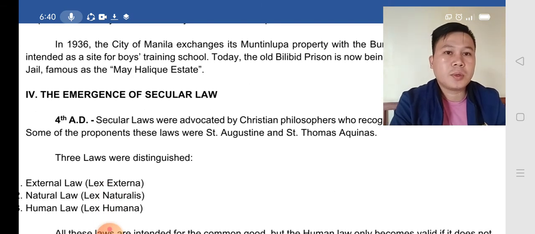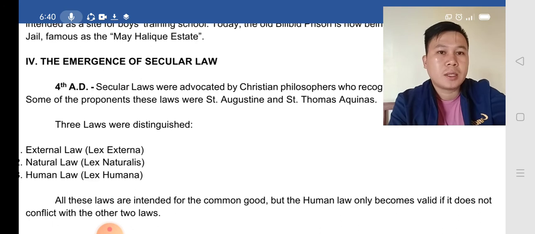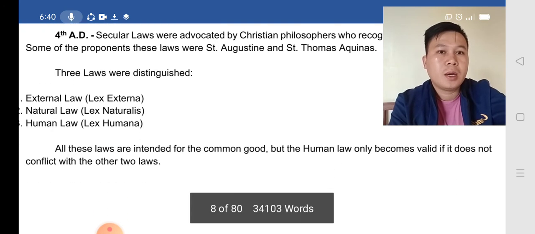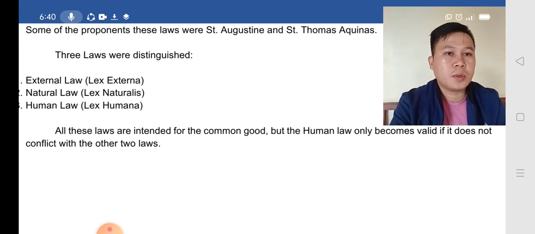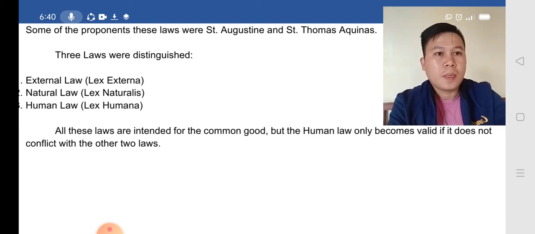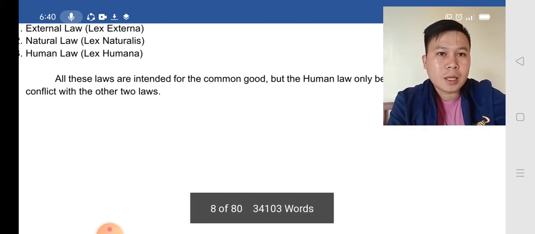The three laws were distinguished as eternal law, lex aeterna, natural law, lex naturalis, and human law, lex humana. So all these laws are intended for the common good, but the human law only becomes valid if it does not conflict with the other two laws. So ang human law daw ay magiging valid kapag hindi siya nag-conflict sa dalawang batas na ito.